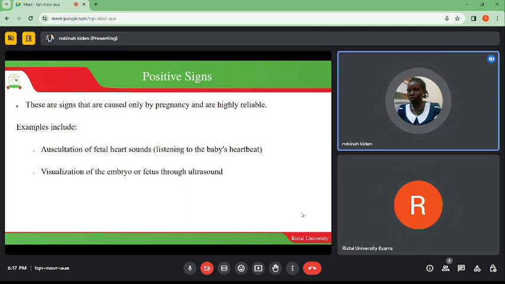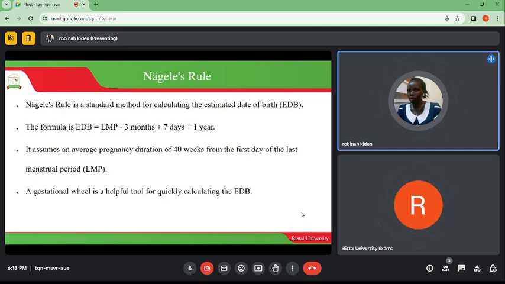So examples include auscultation of fetal heart sounds. When you listen to the fetal heartbeat, that is a positive sign that the woman is pregnant. Then visualization of the embryo or fetus through ultrasound. When the mother goes for an ultrasound and is checked and the images of the fetus are seen, then that is a positive sign. Then we have Naegele's rule.